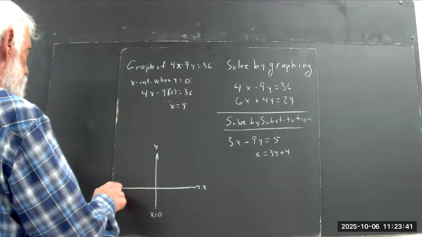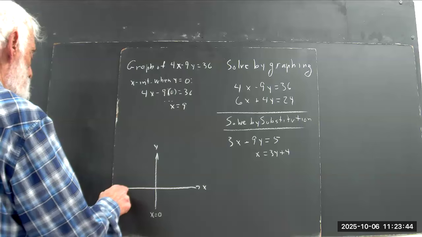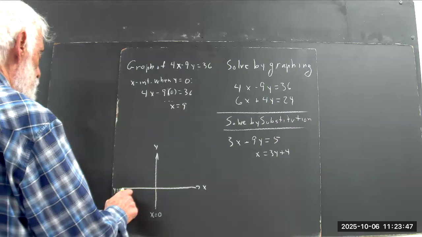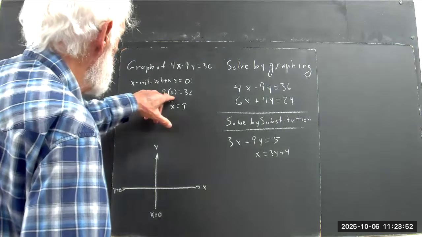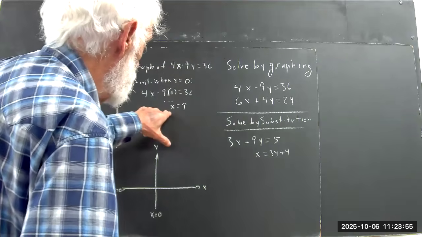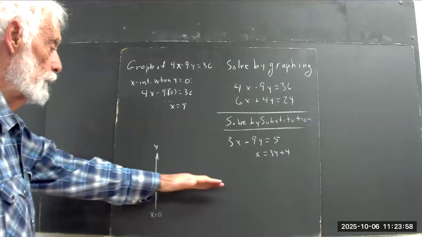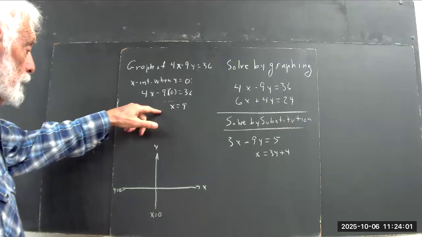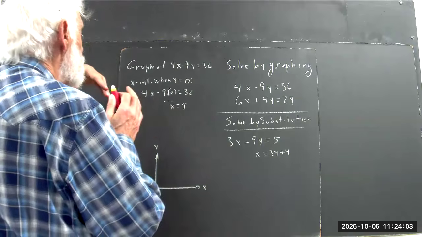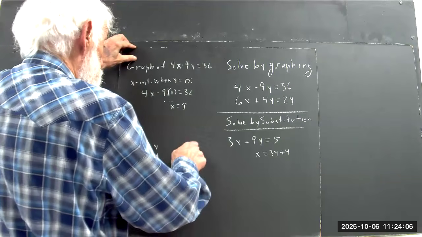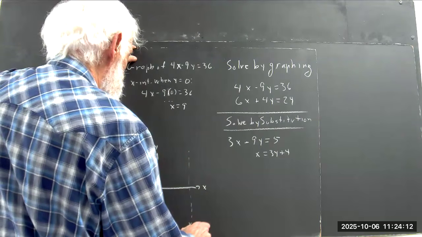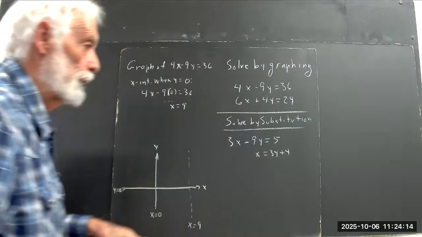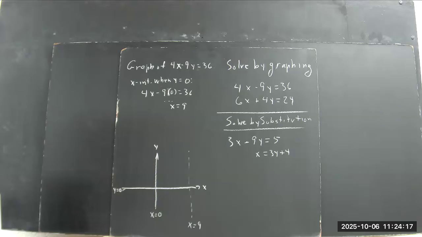And the x-axis is the axis where y equals 0, everywhere on the x-axis. So if you let y equal 0 and solve this equation for x, it'll give you the x coordinate of the point on the y equals 0 line, which is the coordinate where the graph is going to go through the x-axis. And I prefer to label the line x equals 9. I really would prefer that you do that because it reinforces what you do.